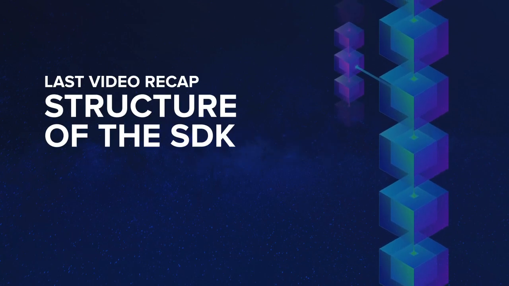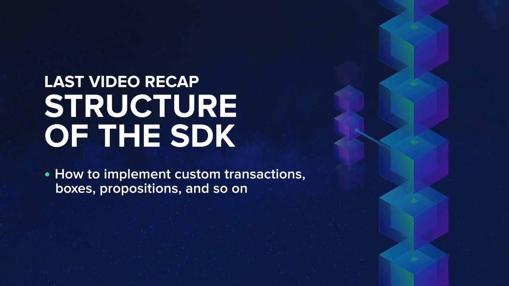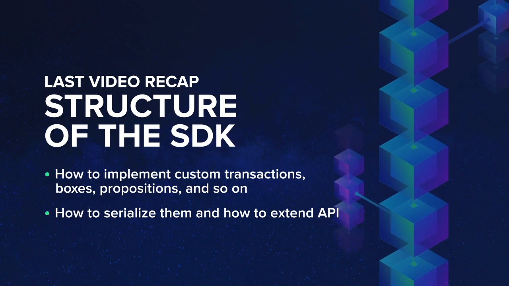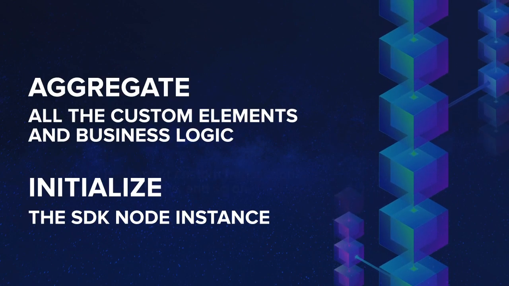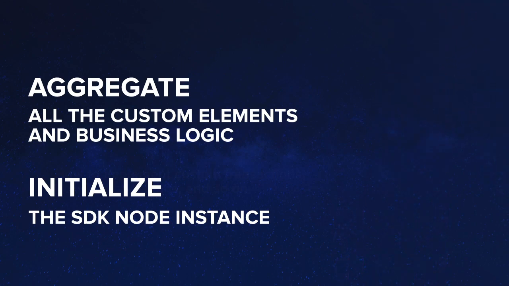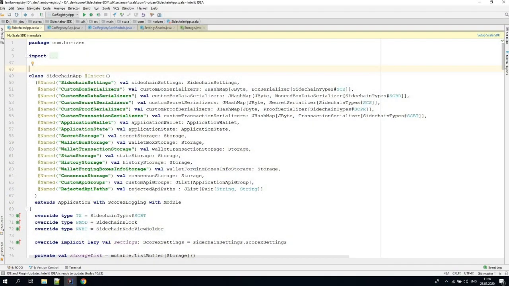In the previous videos, we discussed the structure of the SDK, how to implement custom transactions, boxes, propositions, and so on, and how to serialize them, and how to extend the API. In this video, I'm going to tell you how to aggregate all the custom elements and business logic and initialize the SDK node instance. The SidechainApp class is the starting point of the SDK.